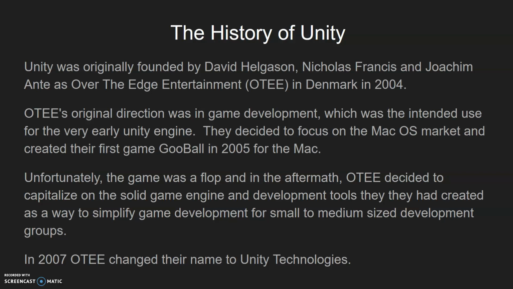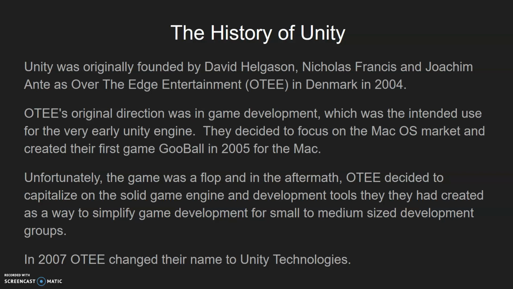And that was the intended use for the early Unity engine. They basically built it to support their game studio to enable them to make games. They decided that they were going to focus on the Mac OS market, which back then was very, very small. So it was probably not the greatest business idea, but that was their plan. And they created their first game called Gooball in 2005 for the Mac. Unfortunately for them, the game was a total flop, really.